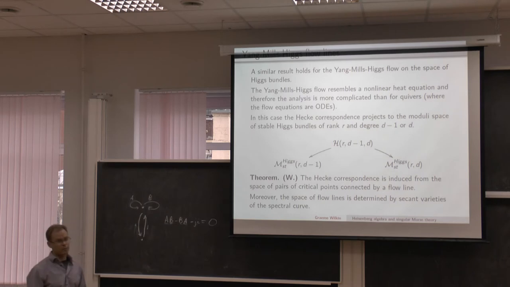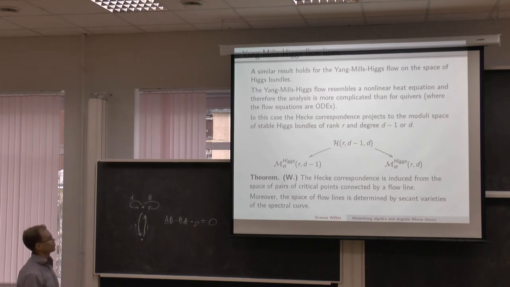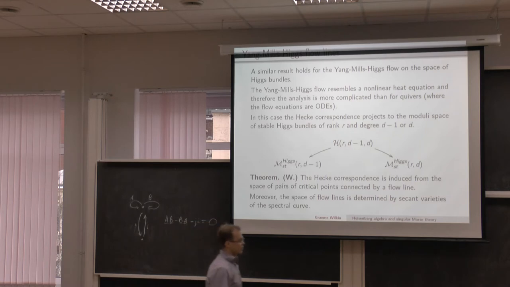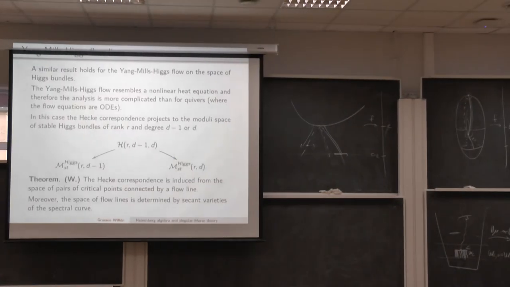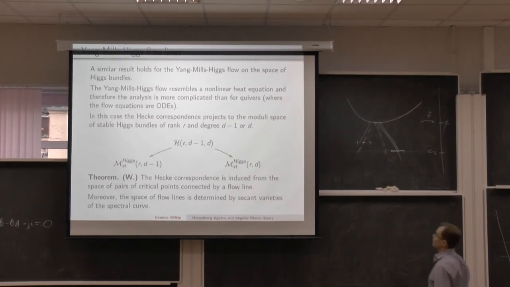Just as an aside, because this is a conference about Higgs bundles, and I feel guilty because I haven't said anything about Higgs bundles yet, you can also prove this for the Yang-Mills-Higgs functional. The analysis is more complicated, but it turns out that a similar result is true. The main issue is that you can't just flow back up, because the gradient flow resembles the heat equation, so there's no reverse heat flow. So you have to construct the solutions by hand.